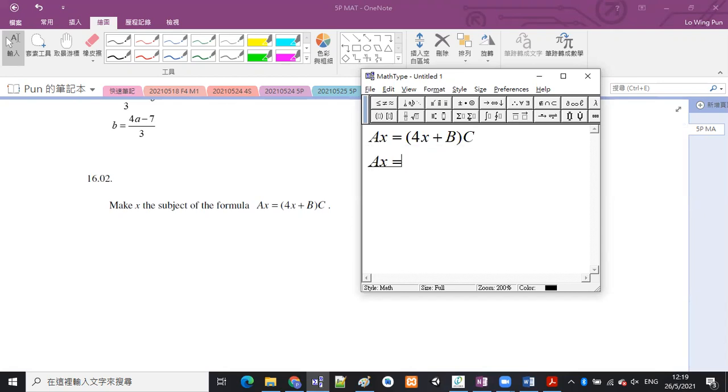Ax, and c multiplied to the 4x becomes 4cx, plus the c should also be multiplied to the b. So we have bc. Is that okay? And then I want x to be the subject. So I need to put all the x terms to one side. Can you tell me, shall I move the ax to the right or the 4cx to the left? 4cx to the left.